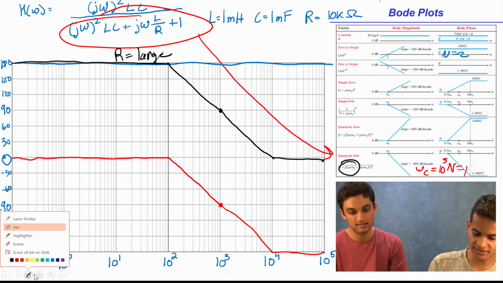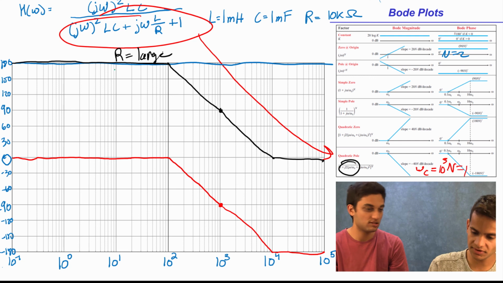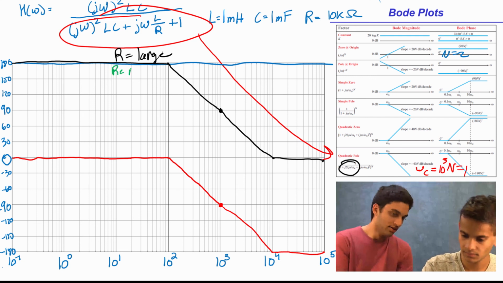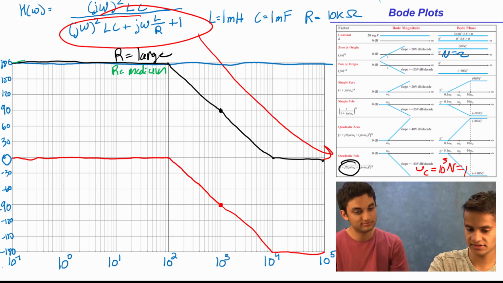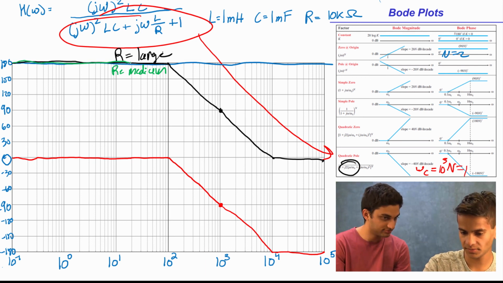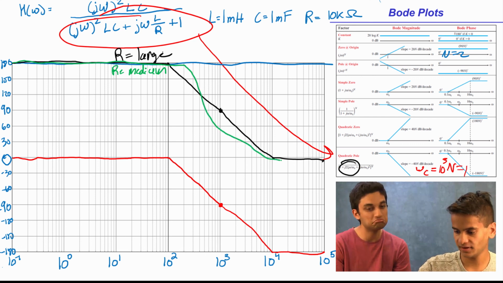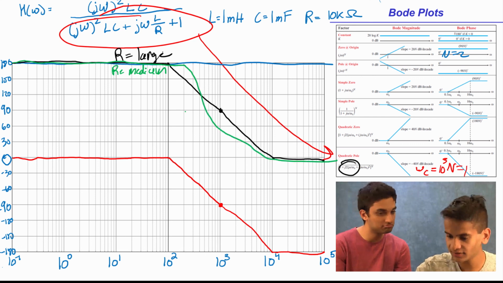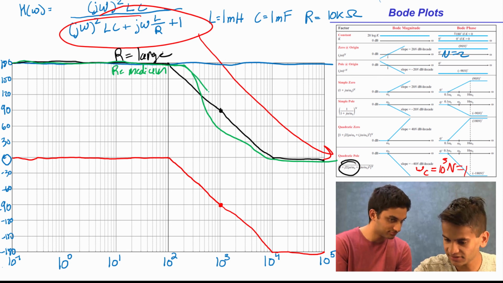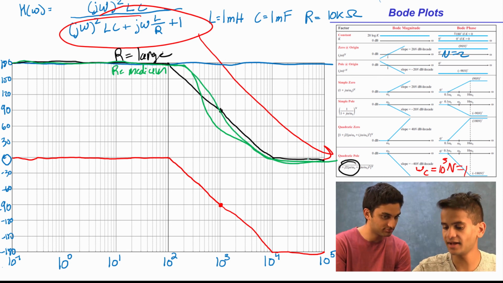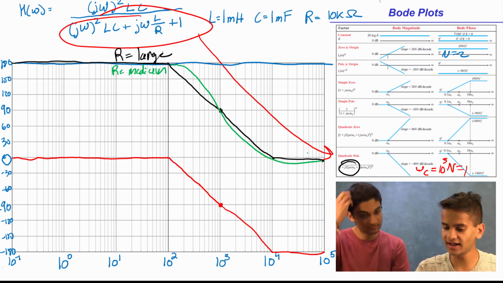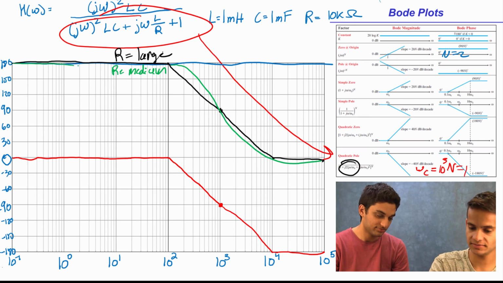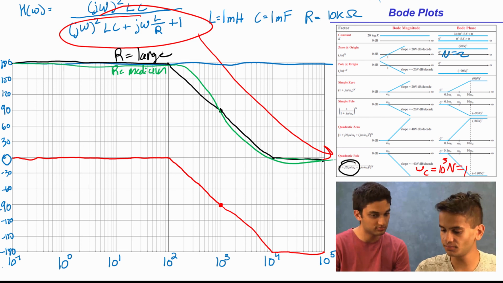How about the case where R is the middle? So for medium R, it actually starts dropping faster. So it might look something like this. This is poorly drawn, but it still goes through 90 at the cutoff frequency, but it just does so sharper.